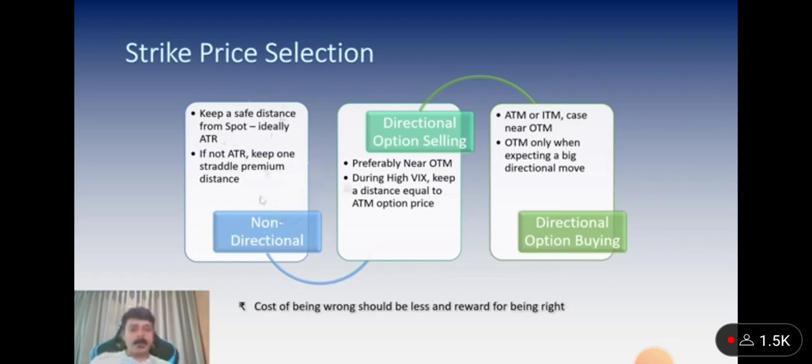And for non-directional selling also, that is a similar thing I do. Either you can look at the ATR, which is average true range. That will be approximately in line with the option price on a Thursday expiry.